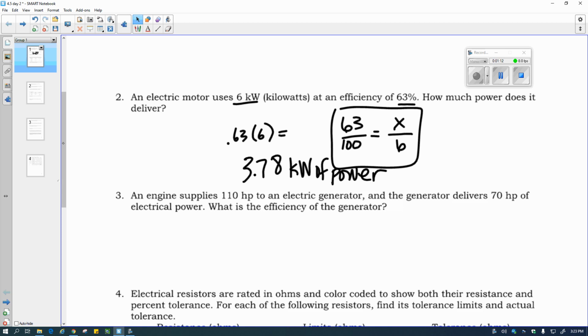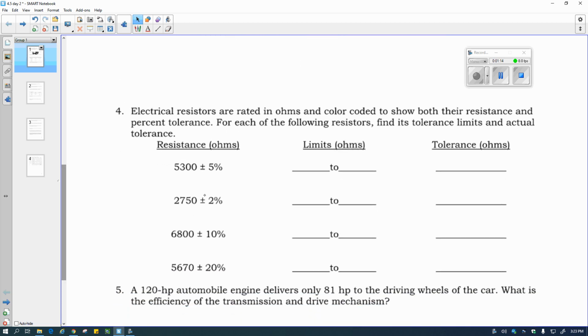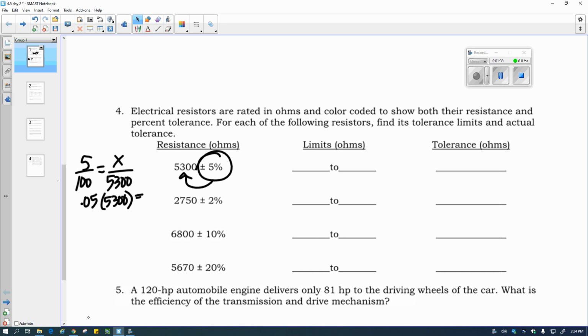Number 4 is one of those table problems that I was talking about, and this plus and minus 5% is just plus or minus 5% of that original. So I want to figure out what 5% of 5,300 is, and so it'd be 5 over 100 equals x over 5,300, or in this case, this would be a quick one to go 0.05 times 5,300, because I'm just looking for that little value. So 0.05 times 5300, oops, I did too many zeros on mine, I've got to do it again.